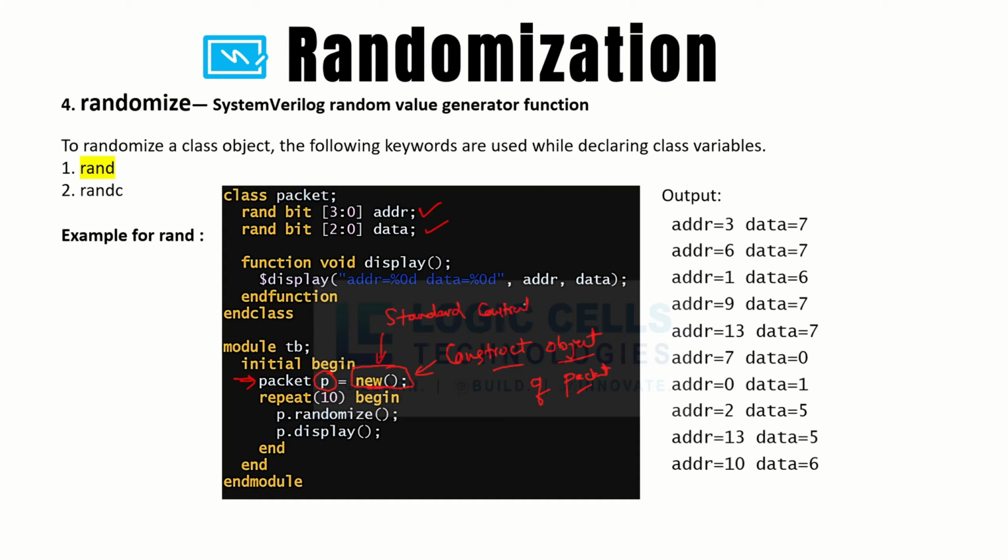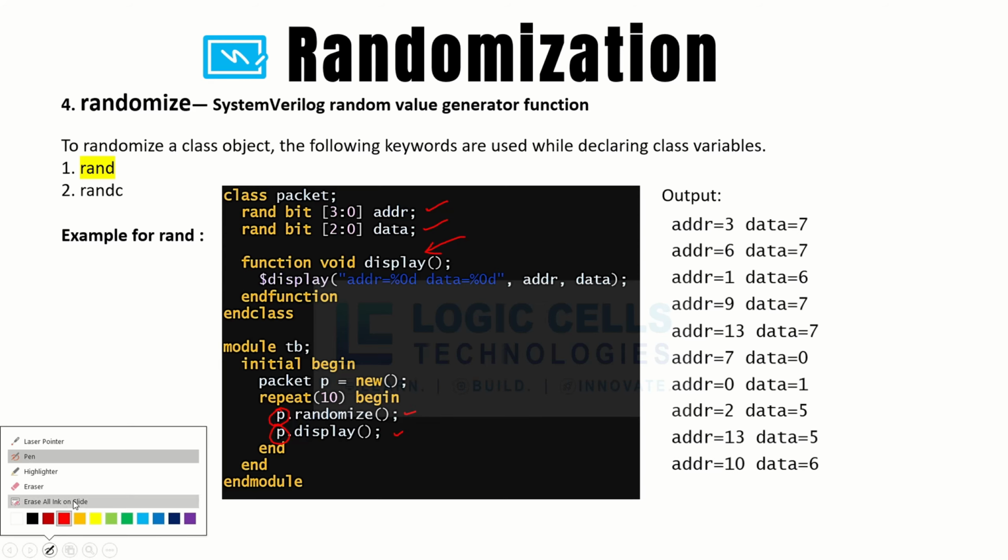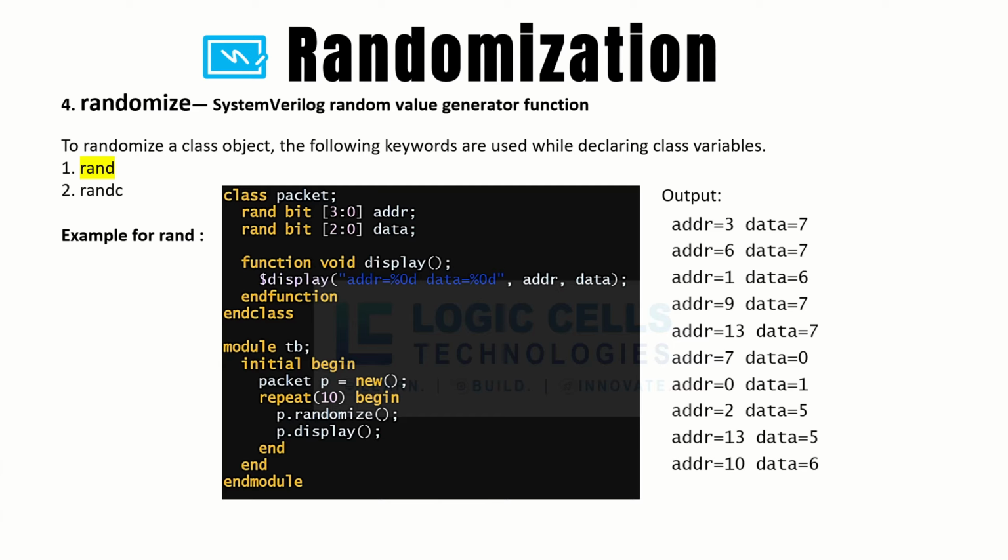This will construct the object. Now after calling the new function through that handle, we can access the data members present inside a class. We can have a function or a task inside a class that can be accessed through this P. We can't directly access packet.randomize or packet.display. We can't do that. This is a simple example of a class.